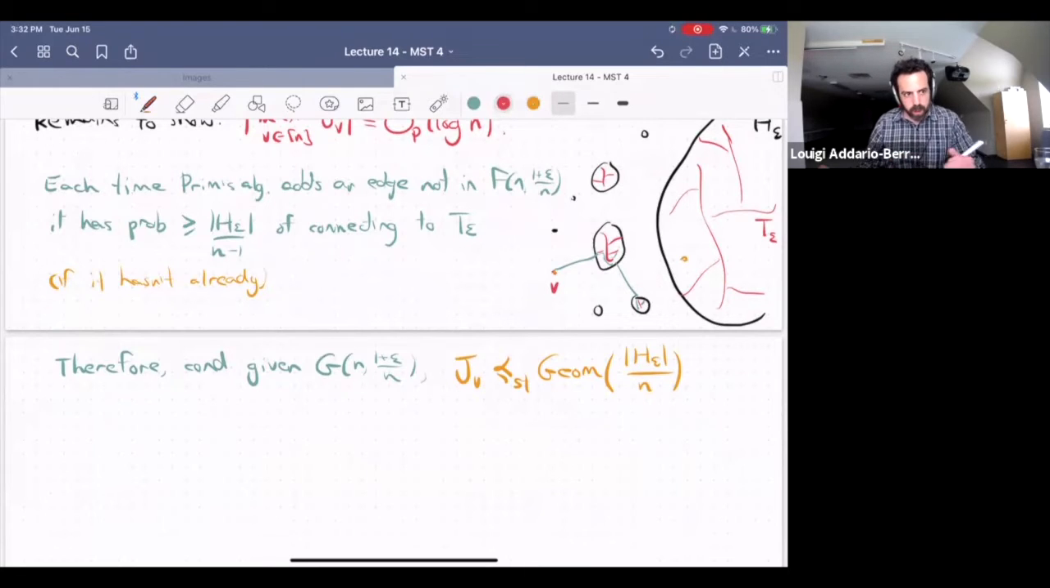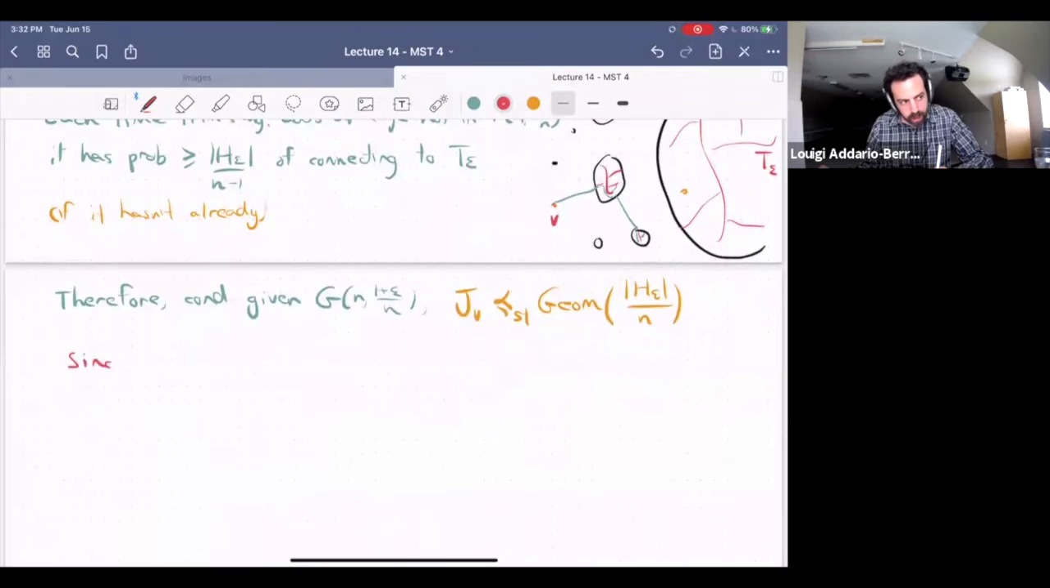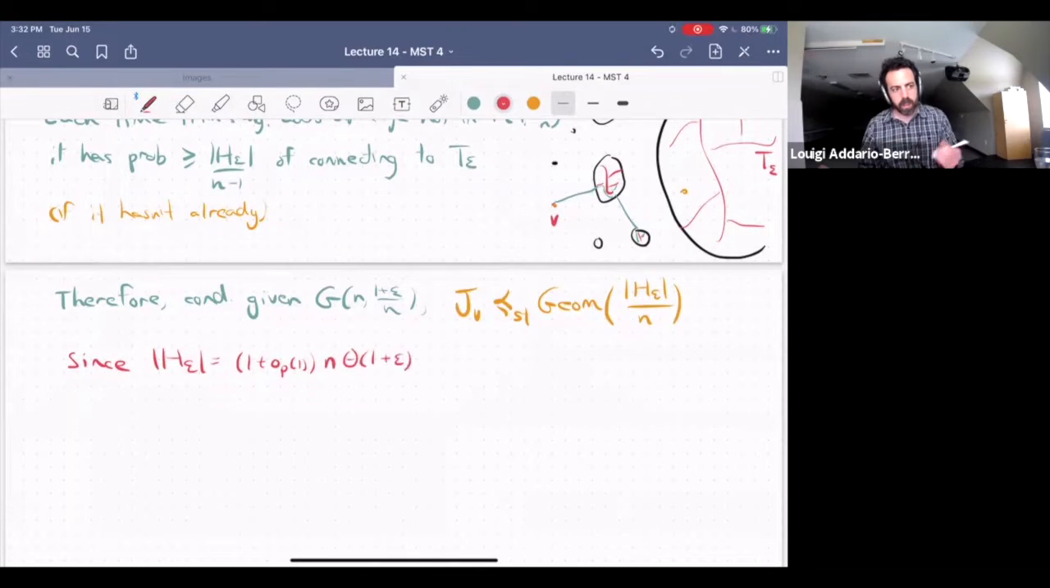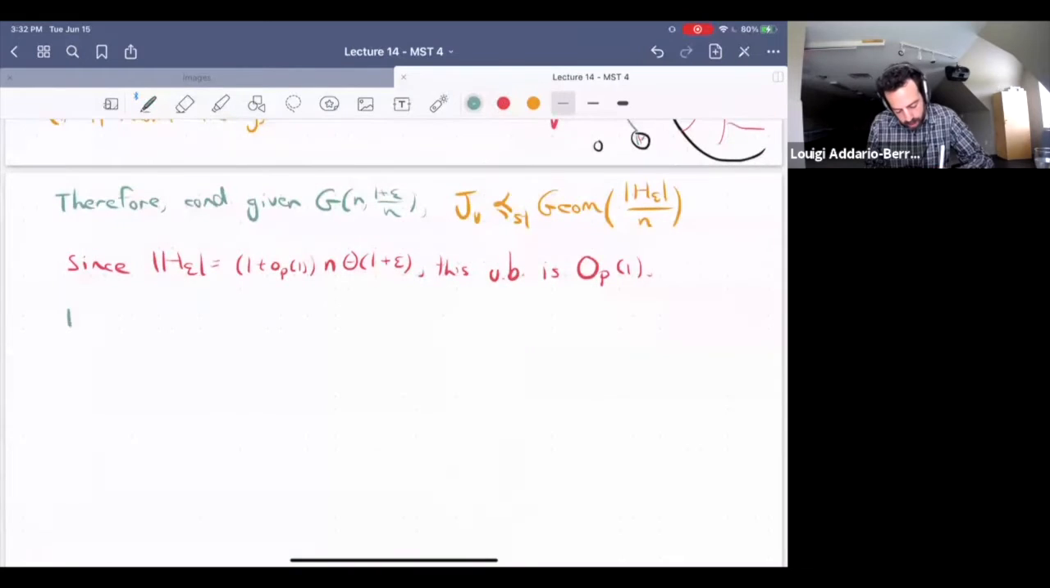Now, since we know that the size of H epsilon, well, we proved a law of large numbers for that, it's n times theta of 1 plus epsilon. Then this upper bound is basically a geometric with success probability theta of 1 plus epsilon, and we're thinking of epsilon as a constant, so this success probability is just a constant. So it's a geometric with constant parameter, so this upper bound is order 1 in probability.